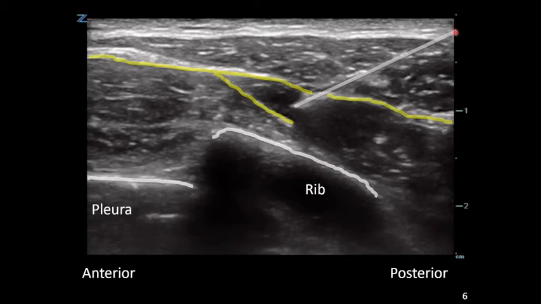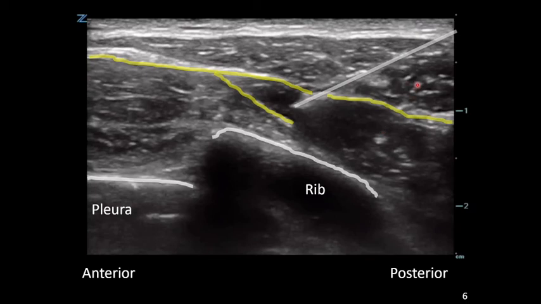The needle tip is advanced from posterior to anterior until the tip is placed in the fascial plane just superficial to the serratus muscle. If the needle tip is located in the correct location, injection of anesthetic should result in a splitting of the fascial plane, and the layers should separate. You can see the anechoic anesthetic filling in here.